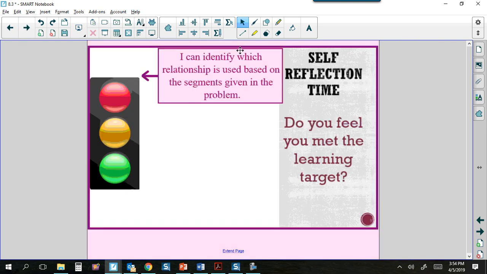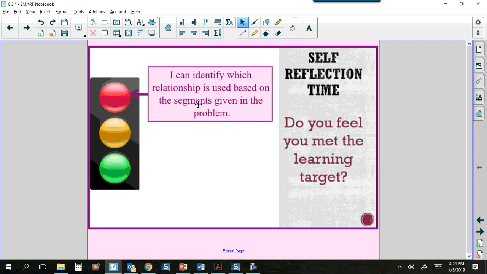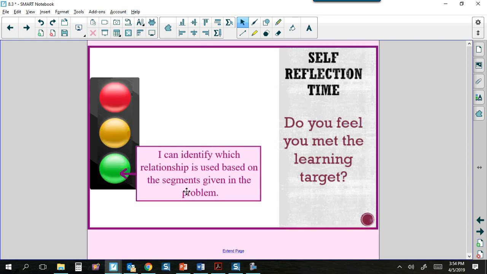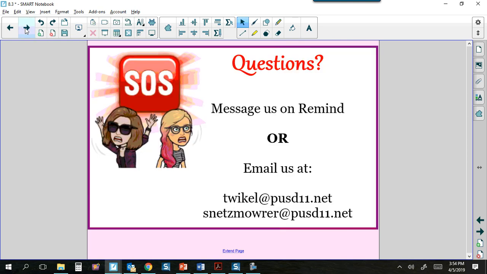All right, so that is the conclusion of our lesson 8.3. So again, it's just more picture matching. Hopefully you guys feel confident that you can tell the difference between your chords, secants, tangents, and radii/diameters. If not, please reach out to us as always.